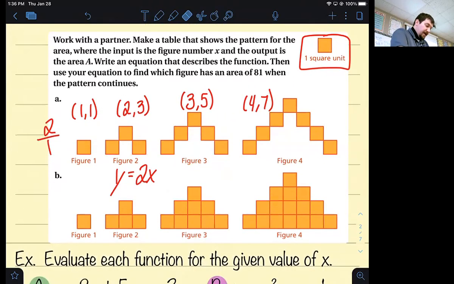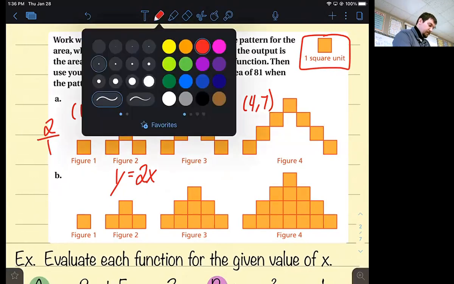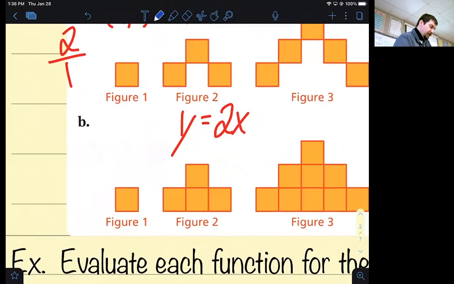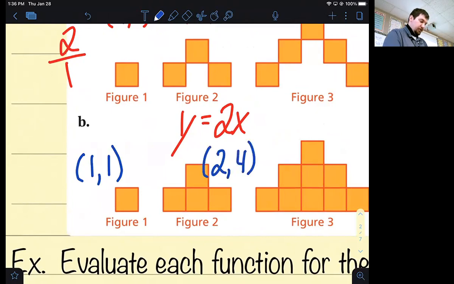All right, example B. Use a different color. In figure 1, what is the area? 1. In figure 2, what is the area? 4. Okay. So far, if this was linear, it's always got to be the same. When x increases by 1, y increases by 3. Rise 3, run 1, that's a slope of 3.